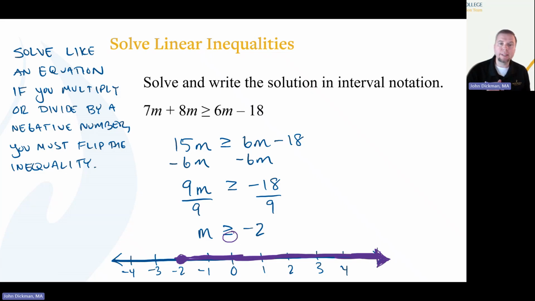For example, if I plug in 0, which is along the purple line, 0 plus 0 is 0 on the left side of the equation. 0 minus 18 is negative 18 on the right side of the equation. 0 is greater than negative 18, so that is a true statement, which is why this number works. So the way that interval notation works is thinking about the number line and starting at the leftmost point of our shaded area. In this case, it's negative 2.